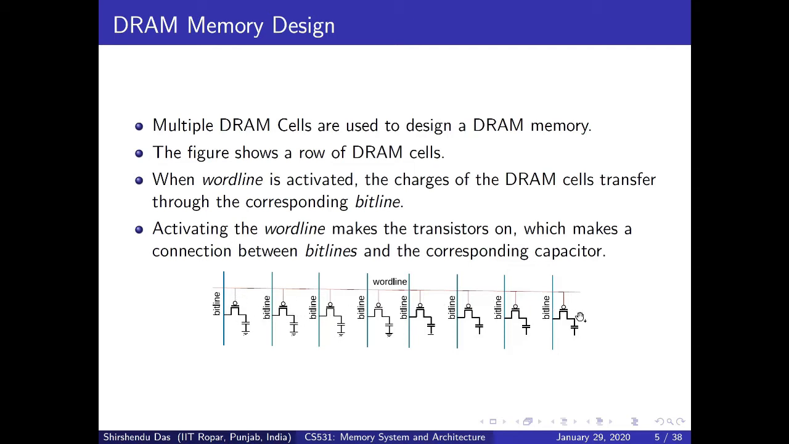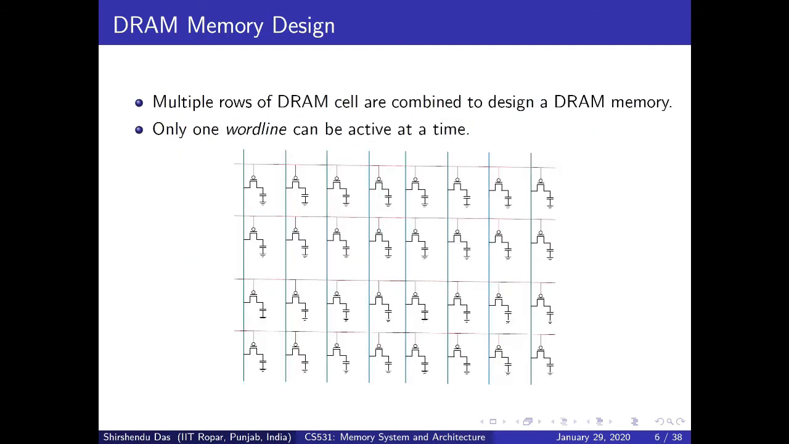It means if all the transistors are activated, then the charges or the information stored in each capacitor will be available through these vertical lines, which are called bit lines. This concept is very important, and you will understand it in the next slide.